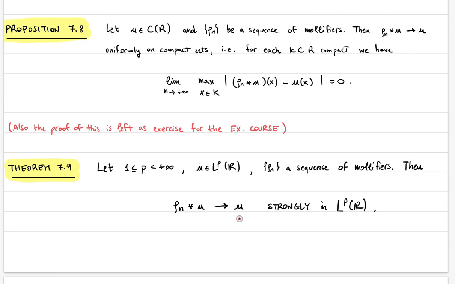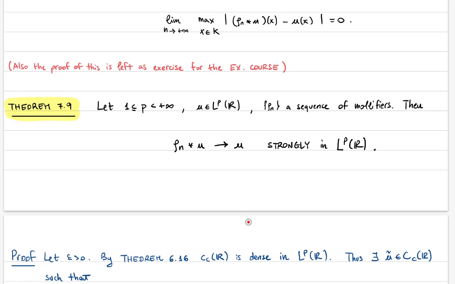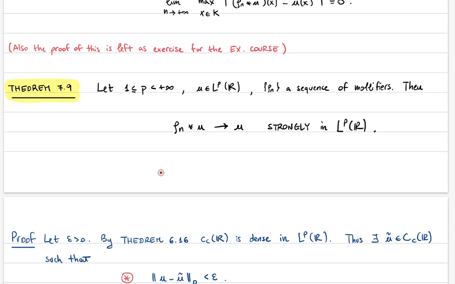So as you can see, this is very nice for approximation results, because here, for example, I am producing a smooth function which is converging strongly to my original function in the right space, so with the right topology. And okay, theorem 7.9, we are going to prove it in this lecture.